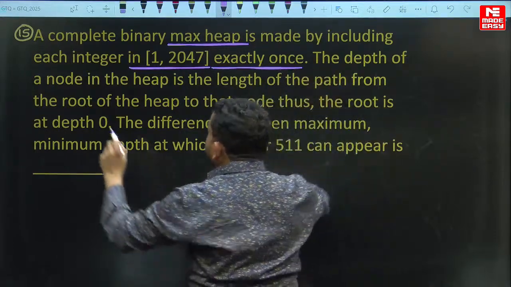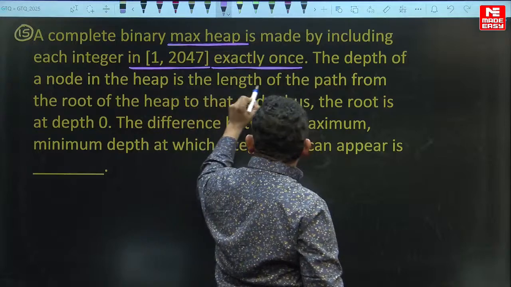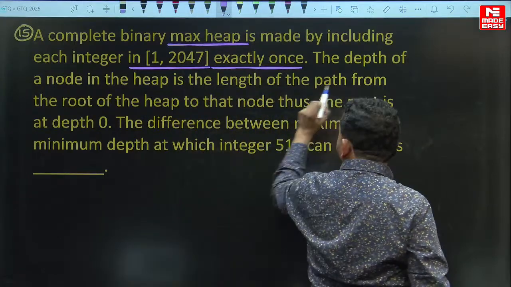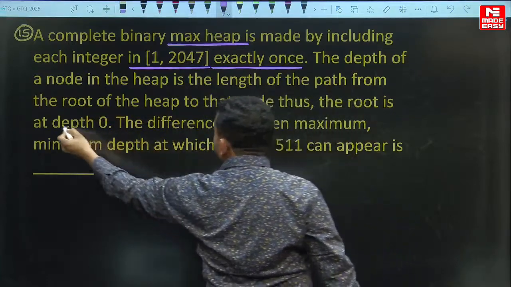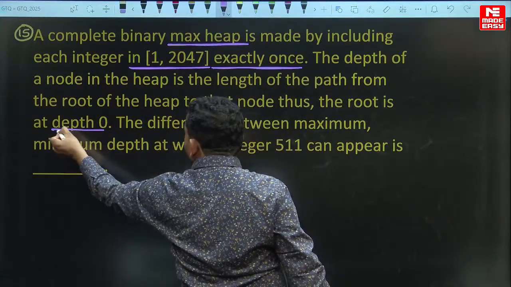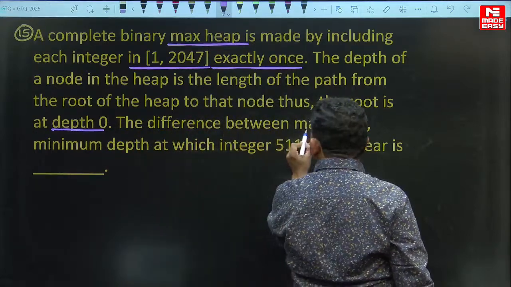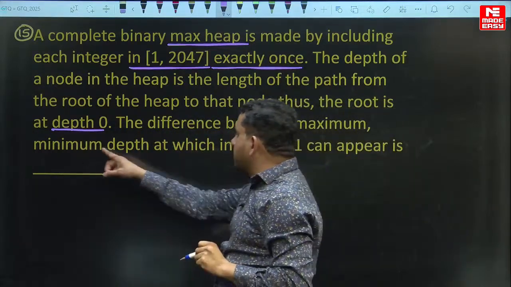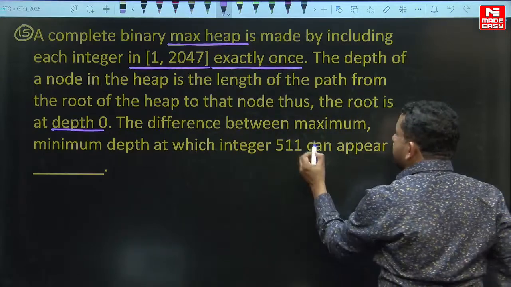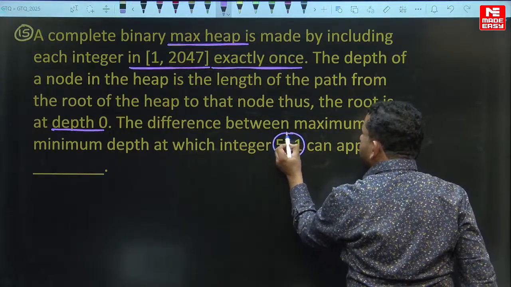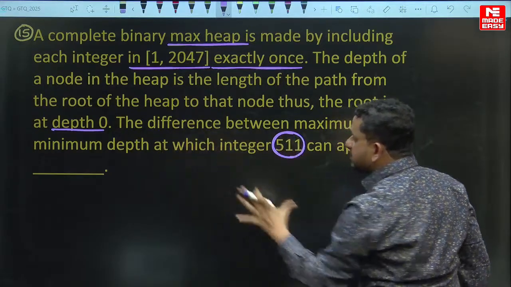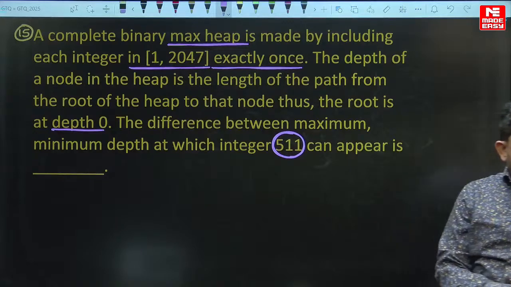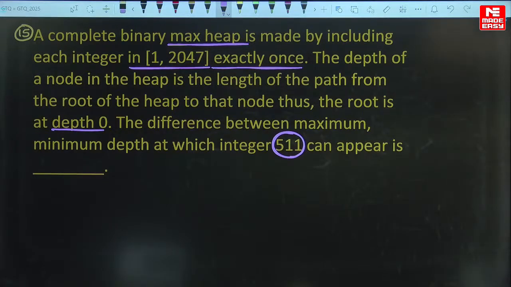The depth of a node in the heap is the length of the path from the root node to that node. You already know the depth. Root depth is considered as 0. The question: the difference between the maximum and minimum depth at which integer 511 can appear. How much maximum depth and how much minimum depth can 511 have? We need the difference.